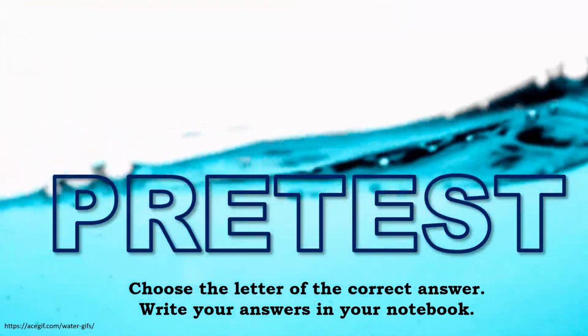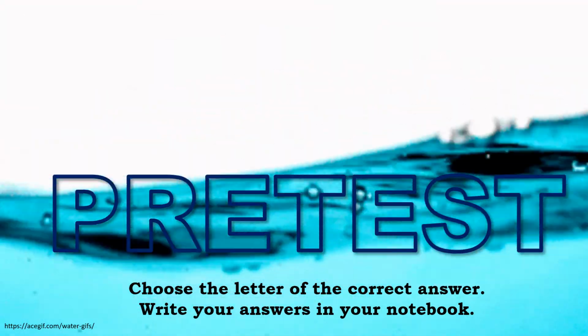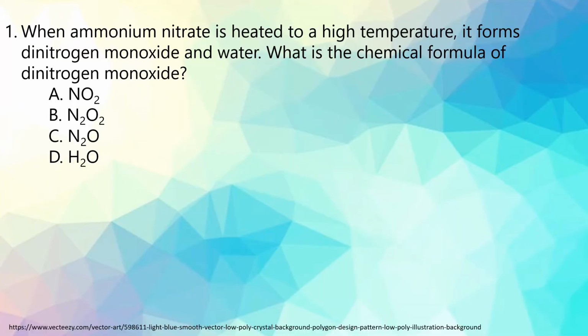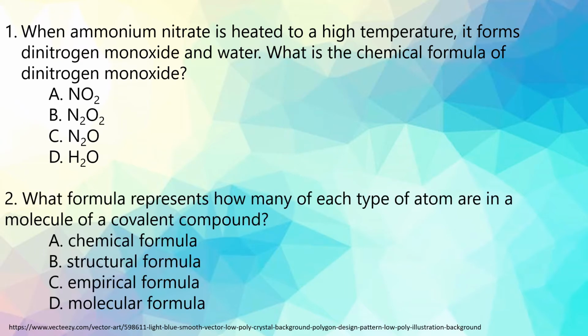Let's begin with our first part, the pretest. 1. When ammonium nitrate is heated to a high temperature, it forms dinitrogen monoxide and water. What is the chemical formula of dinitrogen monoxide? A, B, C, or D? Go. 2. What formula represents how many of each type of atom are in a molecule of a covalent compound? A, B, C, or D? Go.